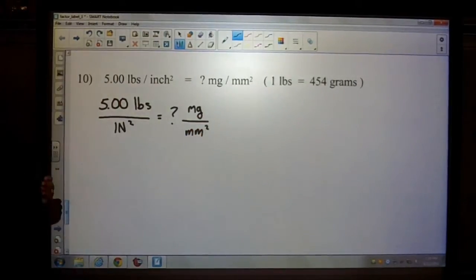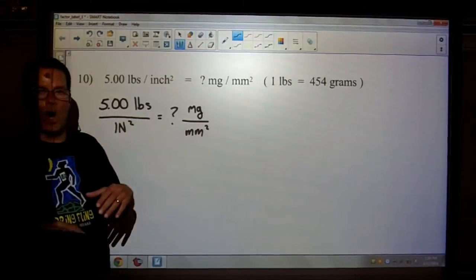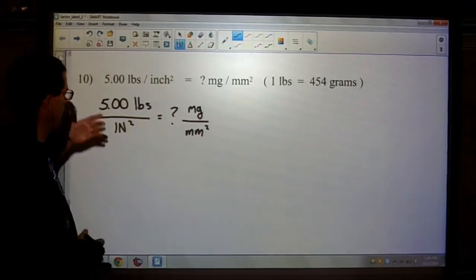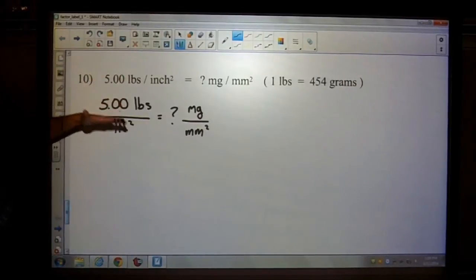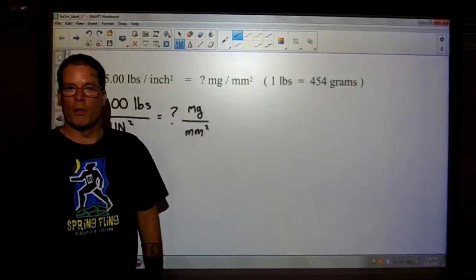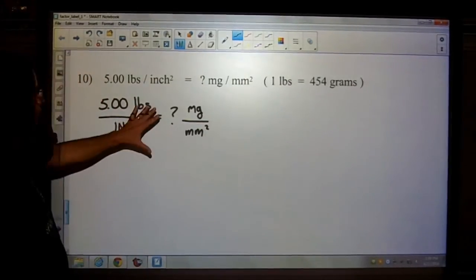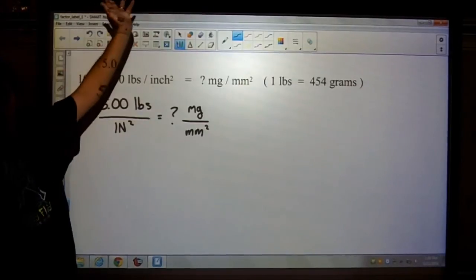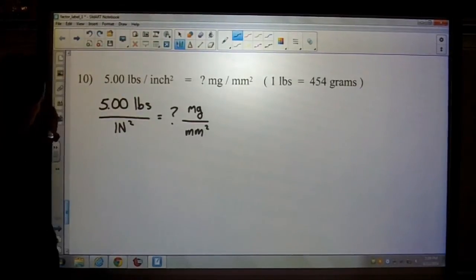Okay, so notice that our units on the bottom are an area, and the units on top are a mass. So it's actually a pressure. So how many pounds per square inch? How many milligrams per square millimeter? Okay. So this is what we have. Also, we have that conversion plus we have the others, the inches and the centimeters. So we'll use all that.